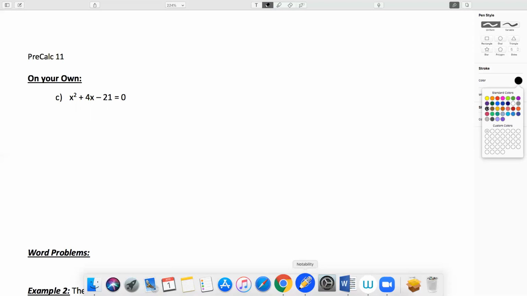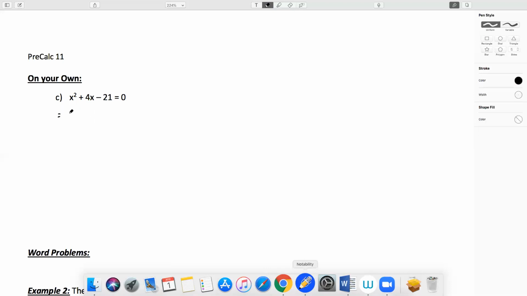So this is one with a leading coefficient of 1. So we don't have to do the extra steps from last time. We've got to look for two numbers that multiply to negative 21 and add to plus 4. One of those numbers will have to be a 7. The other one's going to be a 3.